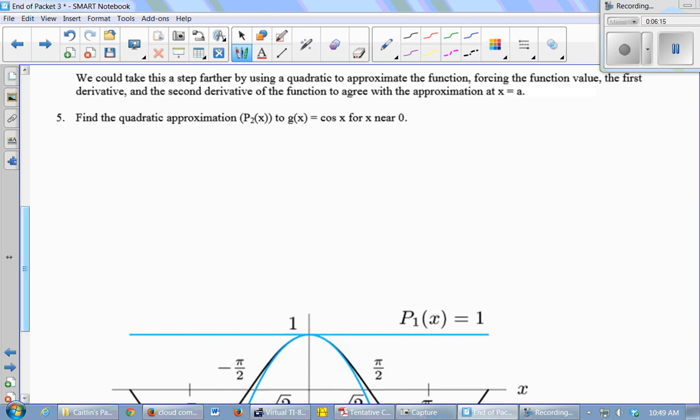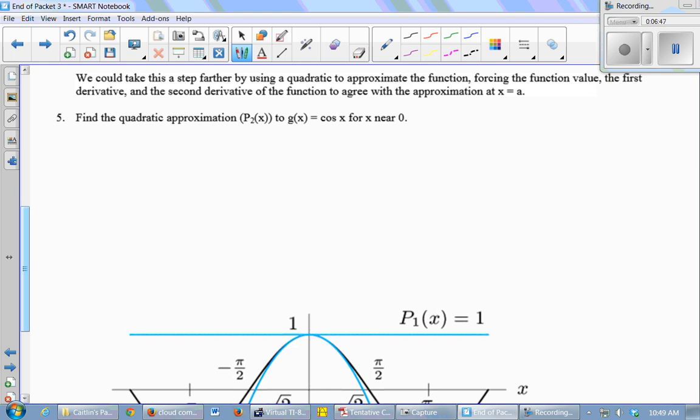Okay, so we can take this a step farther by using a quadratic. Instead of a line, we can use a quadratic to approximate the function. So I'm going to do the thing that I did in the first one, make the function values agree, make the first derivatives agree, and then I'm going to also make the second derivatives agree. So that this polynomial I'm going to create, it's going to have the same function value as f. It's going to have the same derivative as f and the same second derivative as f, all at the point 0, at x equals 0.